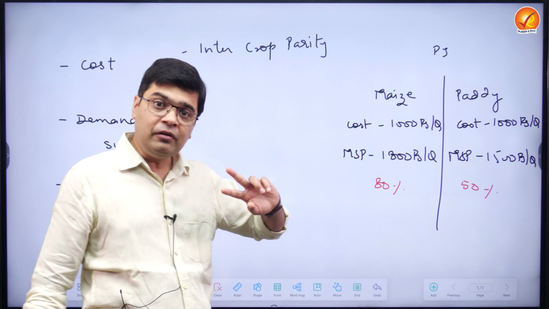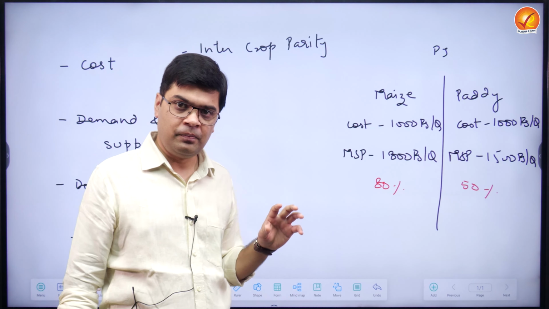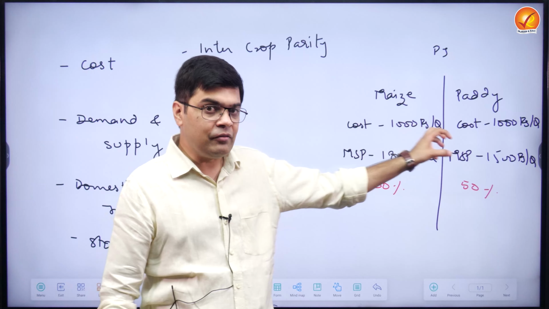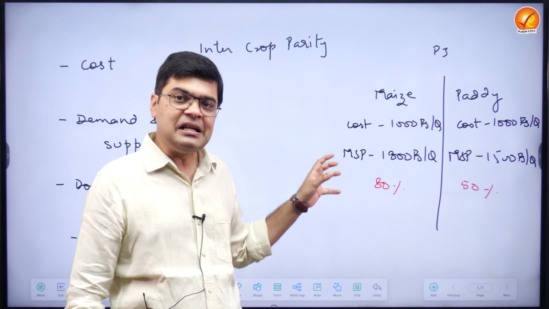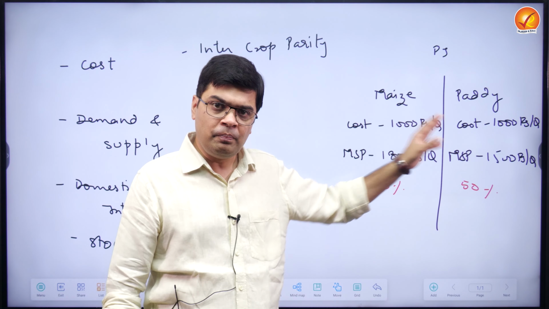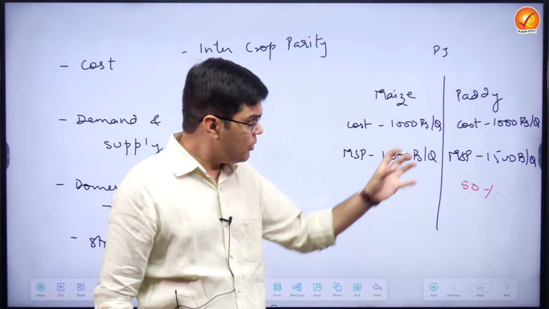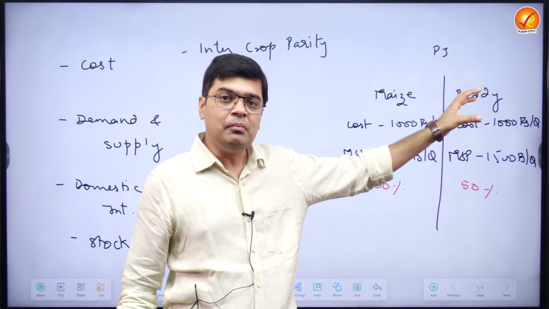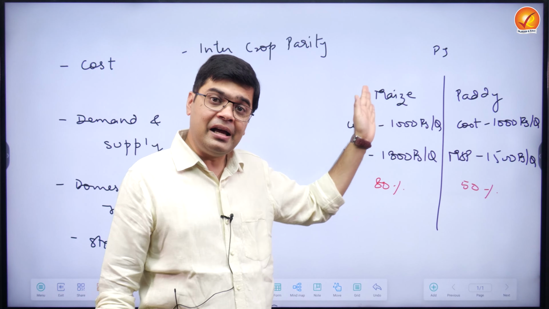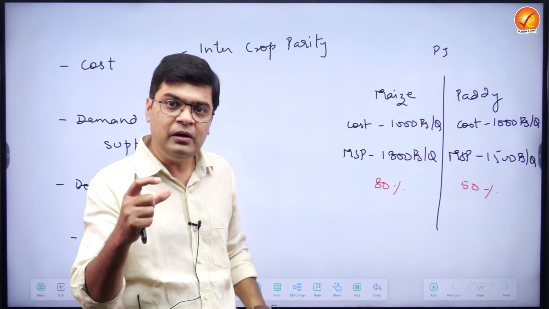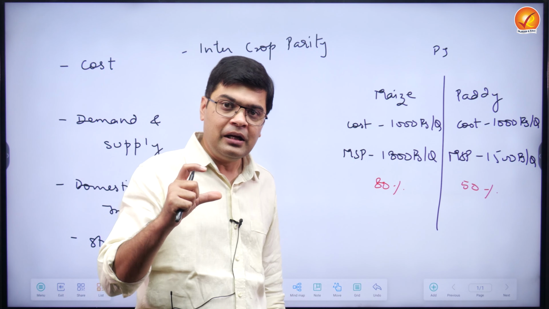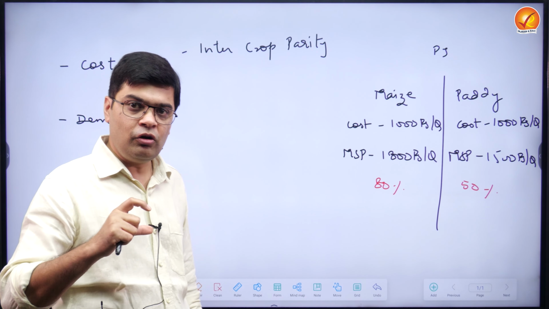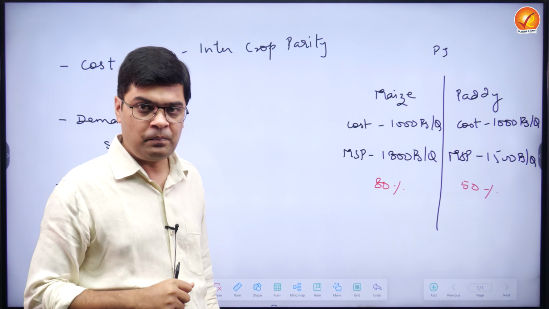So if all other factors are constant, that means we have the same high yielding varieties, we have the same type of procurement for both the crops, then more and more farmers will cultivate maize instead of paddy because it gives them higher returns. So this way government will be successful in implementing its policy of crop diversification.